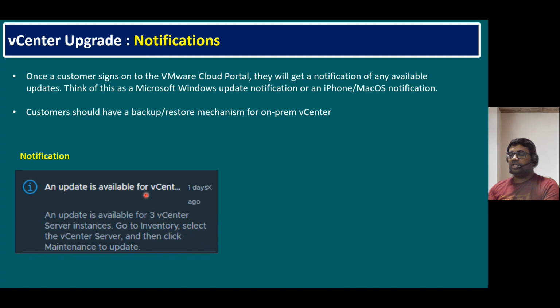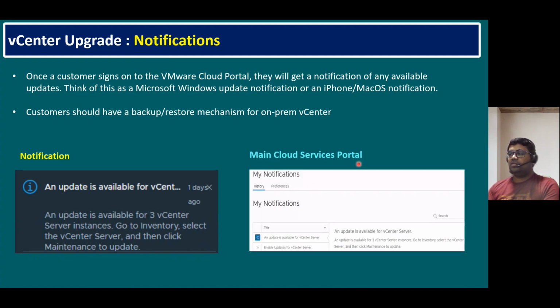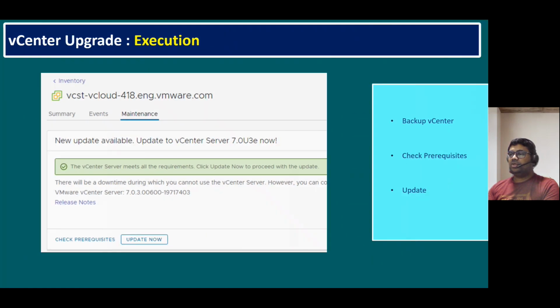Okay, and the notification looks like this. The example screenshot says an update is available for vCenter. An update is available for 3 vCenter instances. Go to inventory, select vCenter Server, and then click maintenance to update. So that's an easy process. In our main cloud service portal, we can just select that option and click update. The update process is also very quick. Go to the maintenance page and click update now. Check the prerequisites and update now. But the recommendation for a vCenter upgrade is to first back up the vCenter, check the prerequisites, and then update.